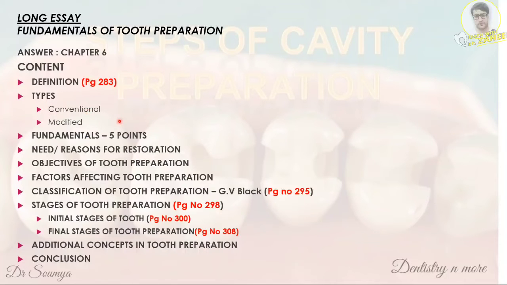For conventional, you can give a brief description: it requires a precise tooth preparation, specific wall forms, depth and marginal forms. It is commonly used in amalgam, cast metal and ceramic restorations. Then you can talk about the modified one, modified tooth preparation, which does not require precise form or specific wall forms, depth and retentive features or margins. This is used in composites and GIC.